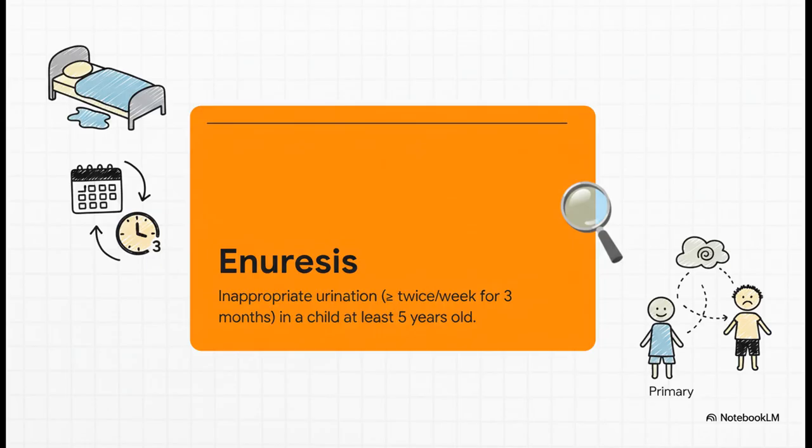Enuresis isn't just any bedwetting. The criteria are specific. It's inappropriate urination happening at least twice a week for 3 months straight in a kid who's at least 5 years old. And you've got to know the 2 types. Primary is when the child has just never been consistently dry. But secondary, that's a big one. That's when a kid who was potty trained starts having accidents again. That should be a red flag for you to look for some kind of stressor.